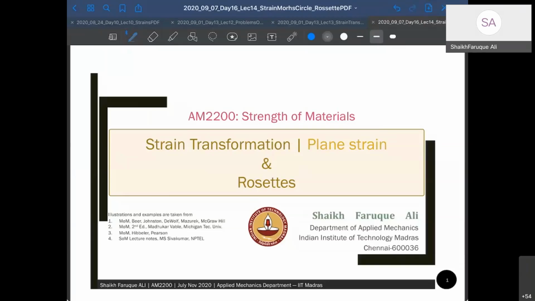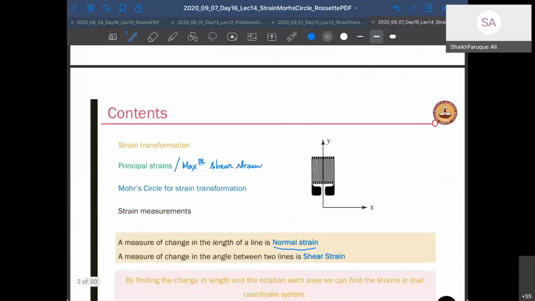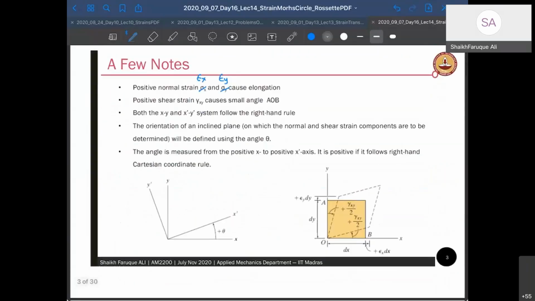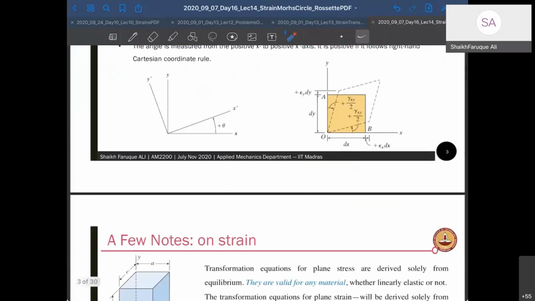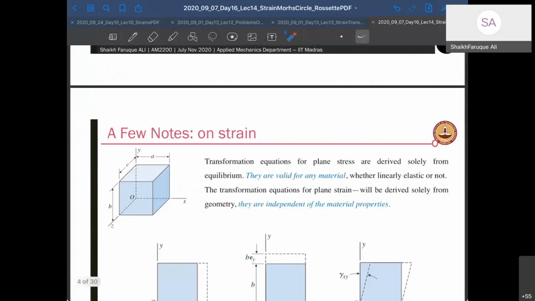I'll quickly finish today's class, and then probably if I get some time, I'll show you some videos regarding this. These are the things we discussed in the last class: why do you do strain transformation, what angle we take, what is the positive side of the angle, and how do you draw a deformed diagram. Here also I have given one complete slide for how to draw the deformed diagram for your explanation.